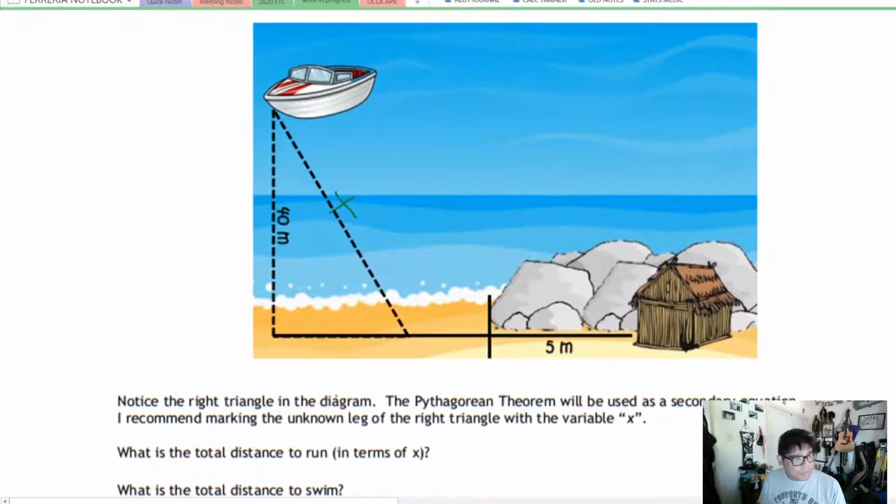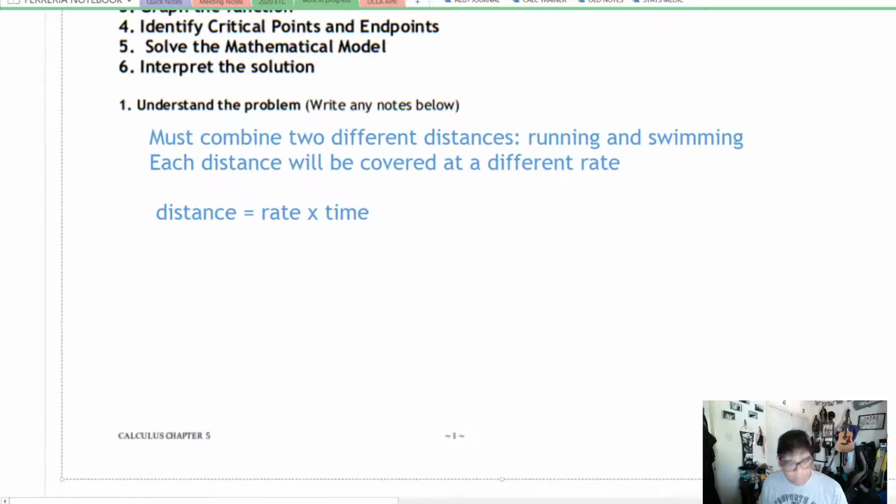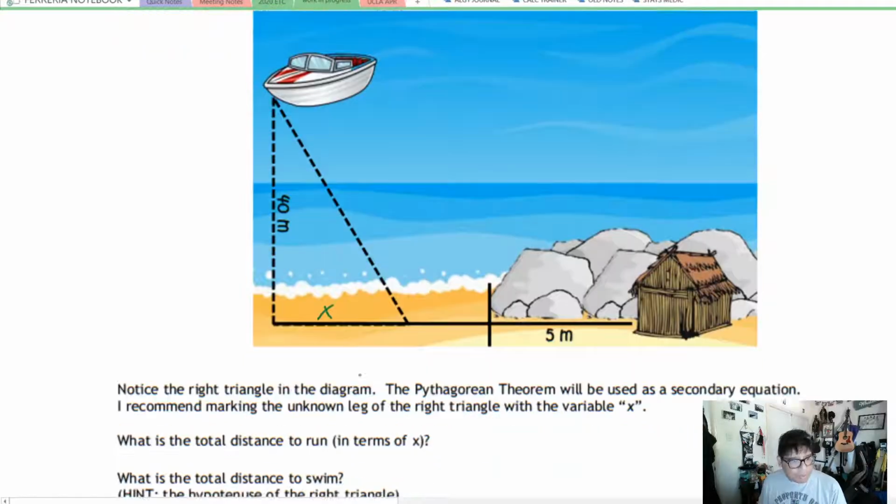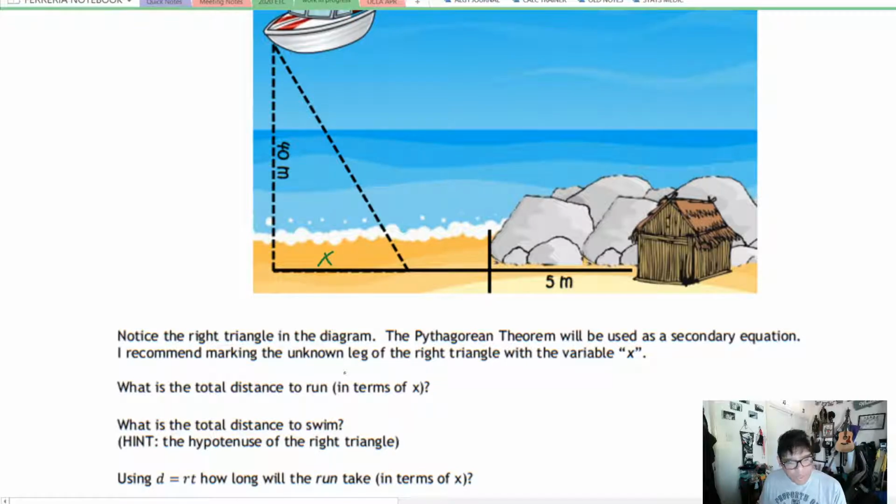So the total distance to run in terms of x. Actually, when I'm thinking about this, it might be easier if we make our x this distance right down over here. So let's make this our x over here. So what's the total distance to run in terms of x?